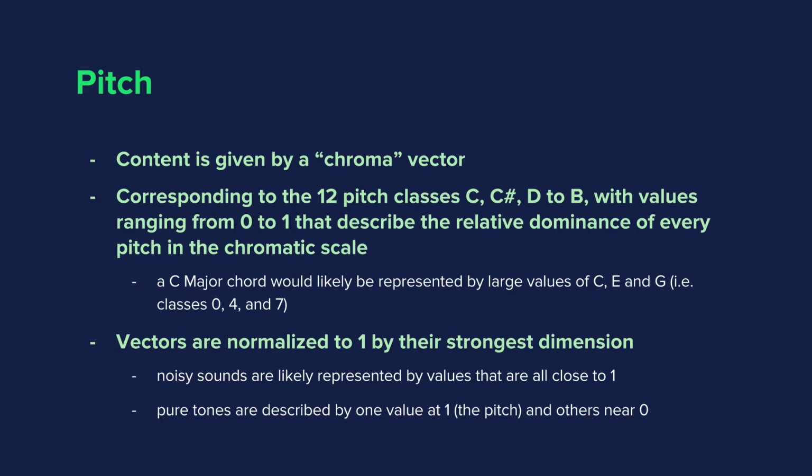So you can use these to break down what is actually playing within a given segment. And these vectors are normalized to 1 by their strongest dimension. So if you have a really loud C note and a little bit of a D, then C will come in the strongest at 1, and then the D might come in a little bit lower. Noisy sounds are going to be all 1s. So if it's really loud, if you're into metal or something and there's a lot going on in a segment, you might find a whole array of 1s. And as I said before, pure tones are described by a 1 value at the pitch and the others near 0.